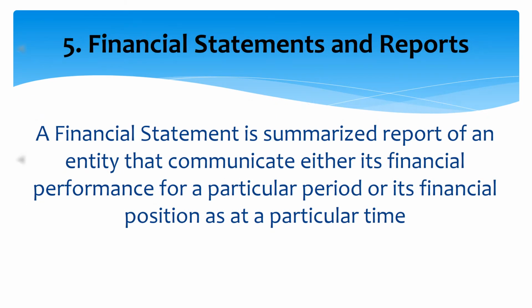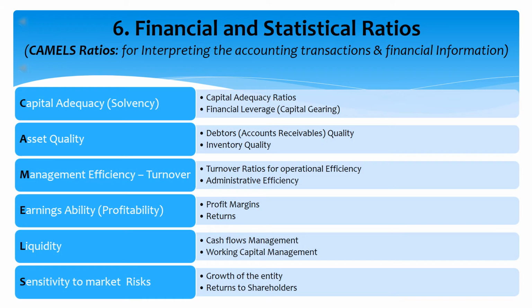The fifth process in the accounting cycle is preparation of financial statements and financial reports. A financial statement is a summarized report of an entity that communicates either its financial performance for a particular period or its financial position as at a particular time. The last process in the accounting cycle is interpretation of financial and statistical ratios. Ratios are used in interpreting the accounting transactions and the financial information.